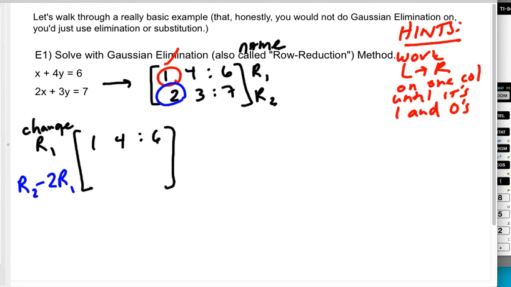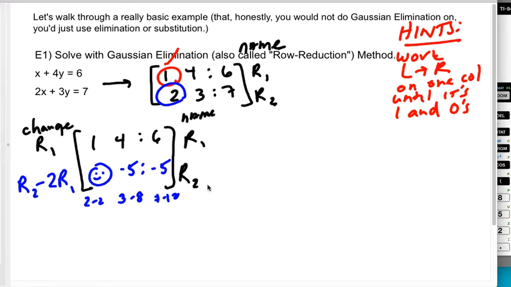But my row 2 was 2 minus double this. Well, that's 2 minus 2, which is totally a 0, and I'm going to make that 0 a smiley face because that's what I want. Row 2 minus double this would be a 3 minus 8, so that's a negative 5. And this would be a 7 minus double this, so that's a 7 minus a 12, which is also a negative 5. Then I'm going to rename the rows because this is my new row 1 and this is my new row 2.